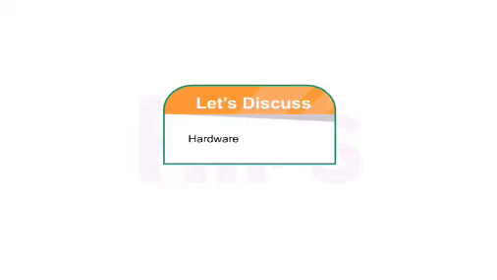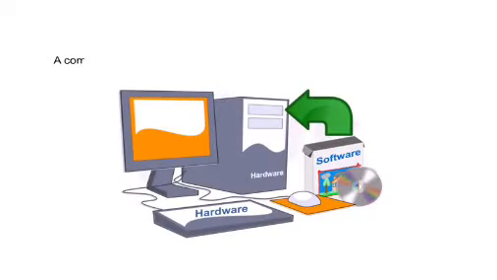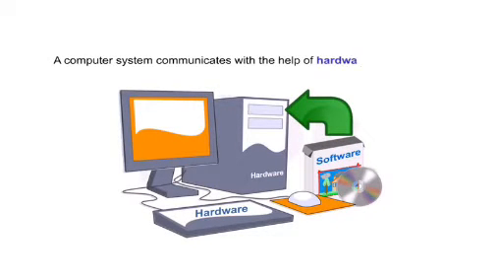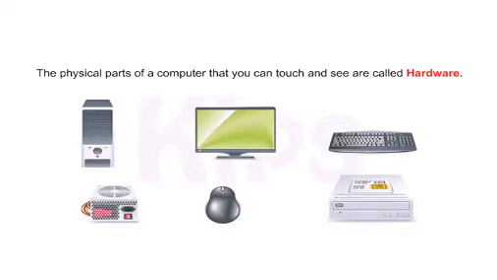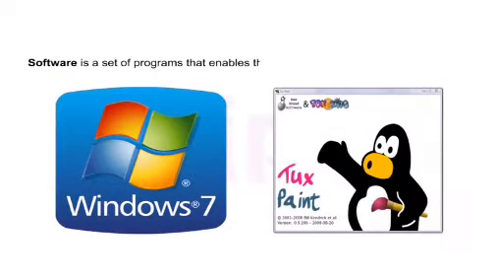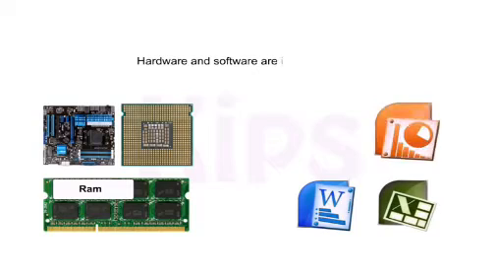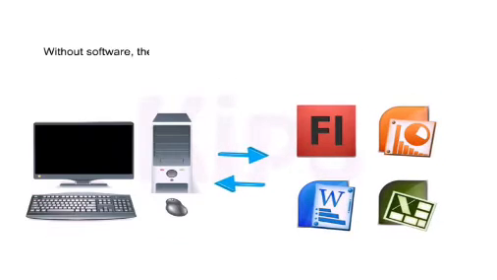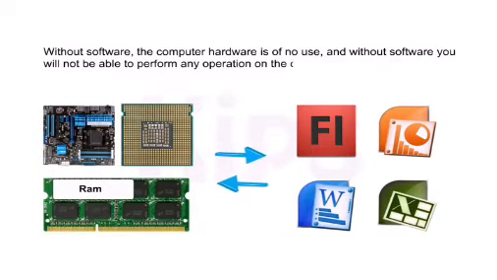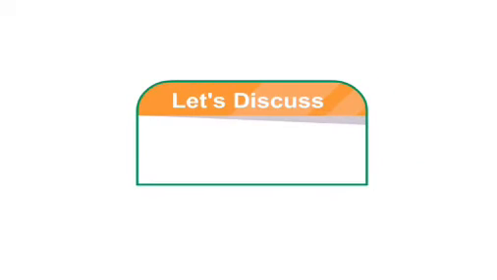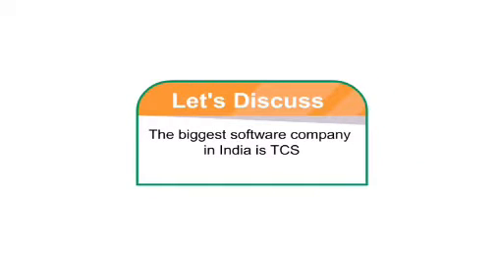Let us discuss hardware and software. A computer system communicates with the help of hardware and software. The physical parts of a computer that we can touch and see are called hardware. Software is a set of programs that enables the hardware to work in a desired manner. Hardware and software are interdependent. Without software, the computer hardware is of no use, and without software, you will not be able to perform any operation on the computer. The biggest software company in India is TCS, Tata Consultancy Services.